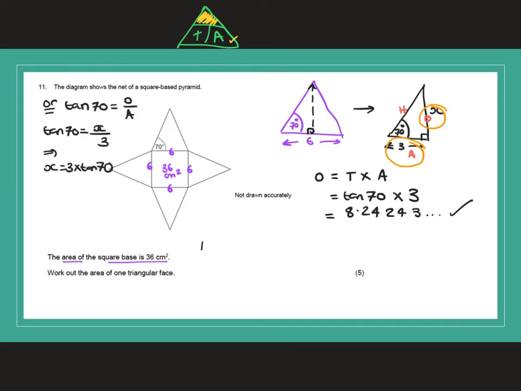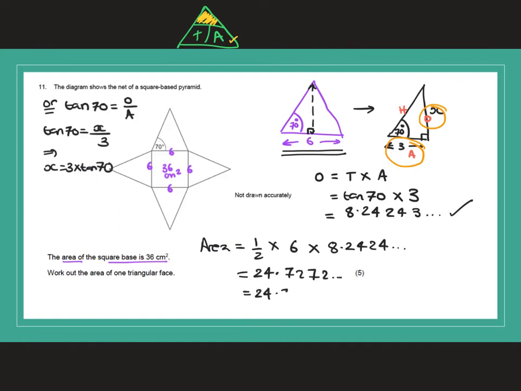So the area of one of these purple triangles is a half multiplied by the full base, which is 6, multiplied by 8.2424... You could also work out the area of one of the right-angled triangles and double it. So that's 24.727..., 24.7 centimetres squared to 3 SF. You're not given a degree of accuracy if you're rounding, so use a sensible degree.